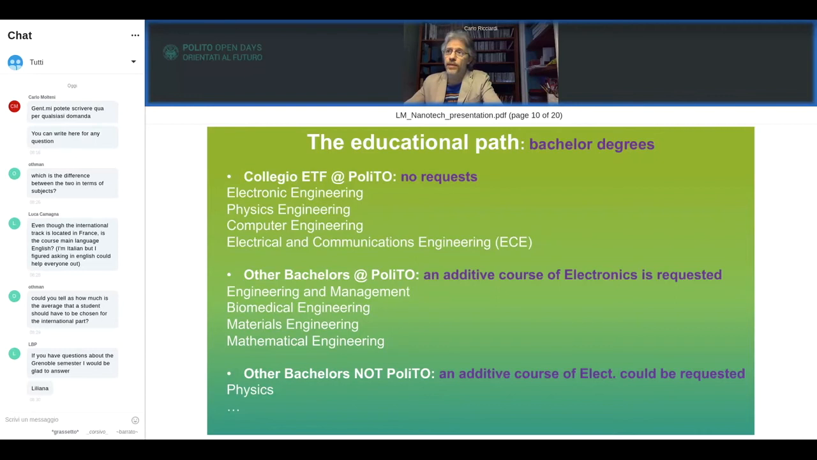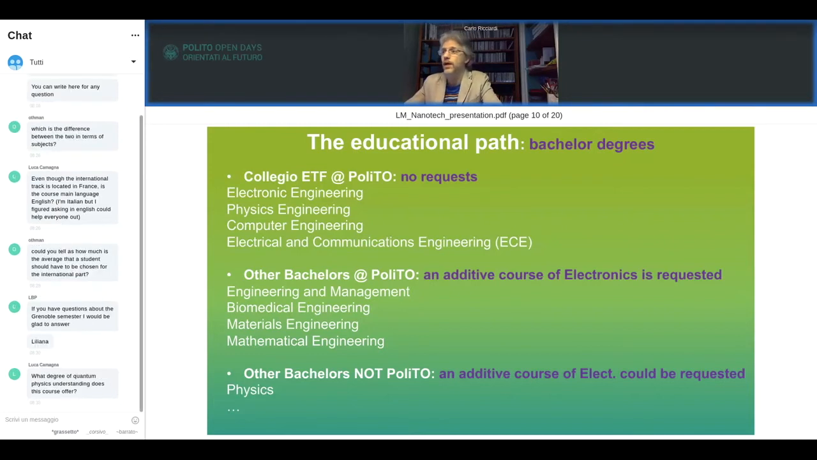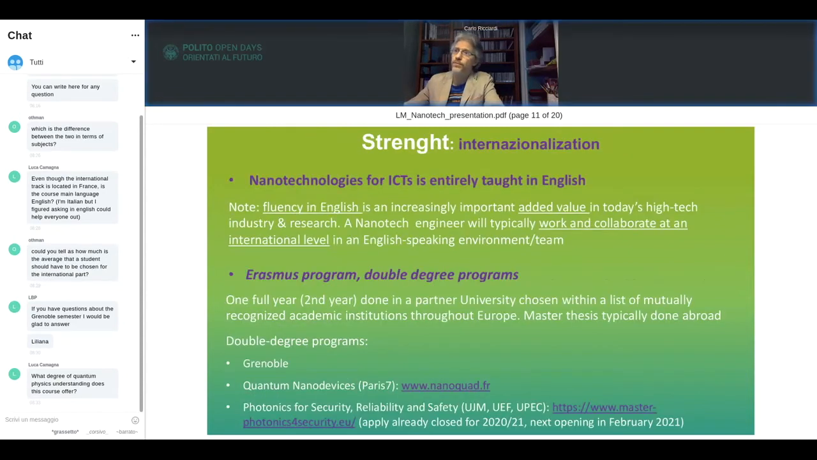But it really depends. For example, here in Torino, in physics, I know there are some elective courses in electronics, so some students in the past did not need to take an additional course in electronics. So, okay, the main strength of this course, I think, is internationalization. Whether it is the national or international path, this course is completely in English.